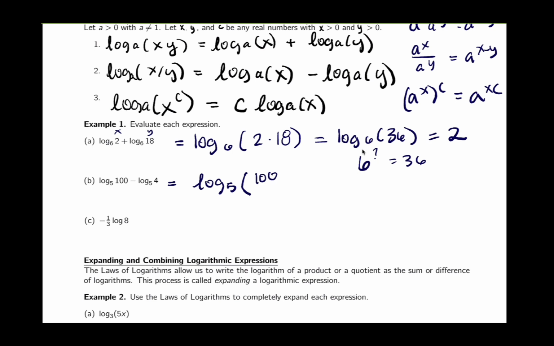I'll write it as 100 divided by 4. And now I know what 100 divided by 4 is. That is 25. So I can write this as log base 5 of 25, which now I can evaluate.